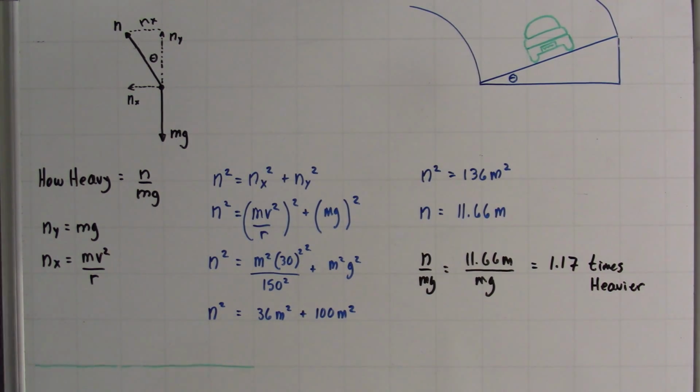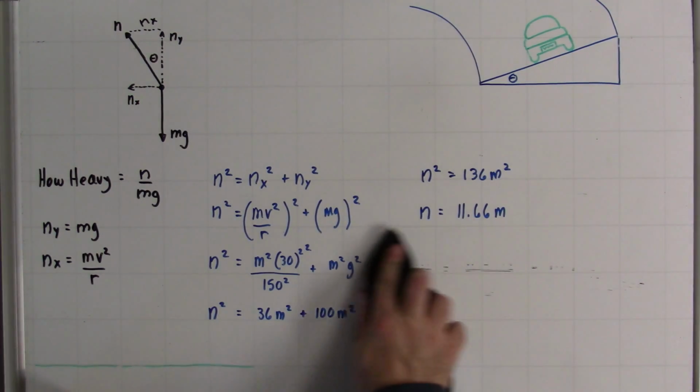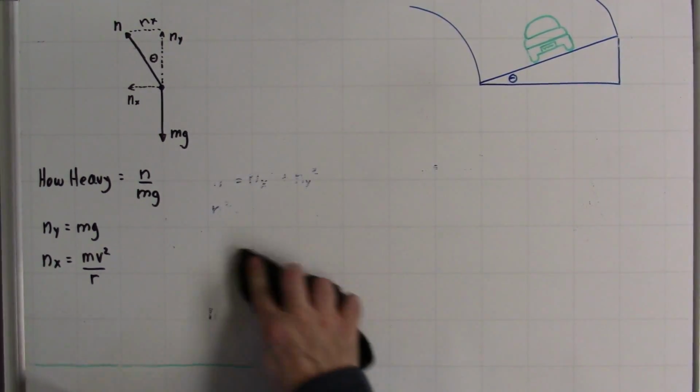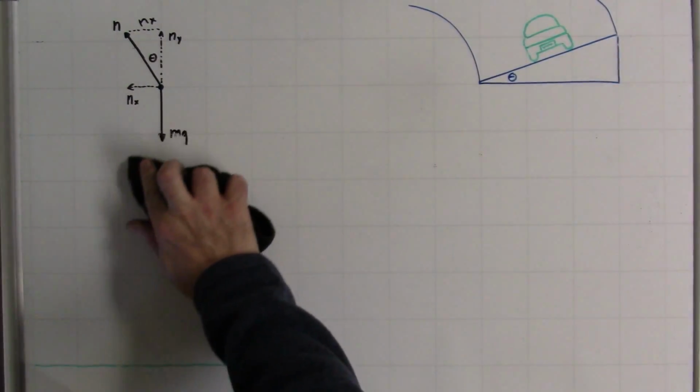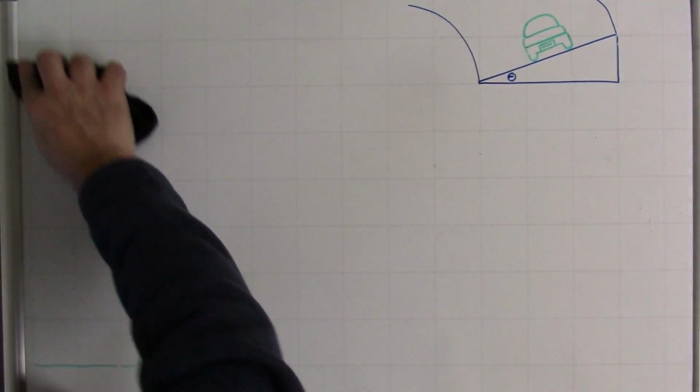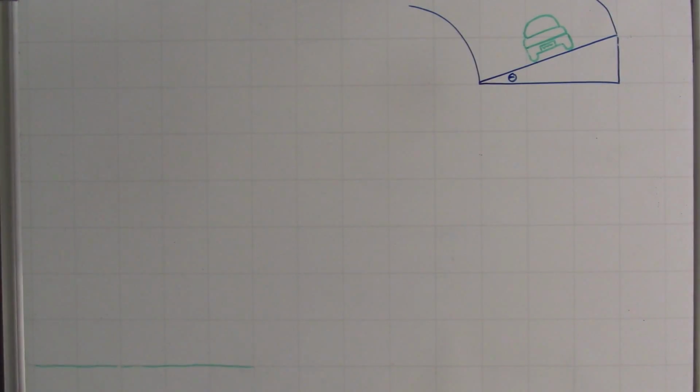The last part of this question is actually very challenging, so we're going to have to reset completely. Because what we have now is it says, what's going to happen if you're going faster than that minimum speed, faster than that 30 meters per second? You're going to have to turn the wheel, so you're going to have to add some friction to the equation.